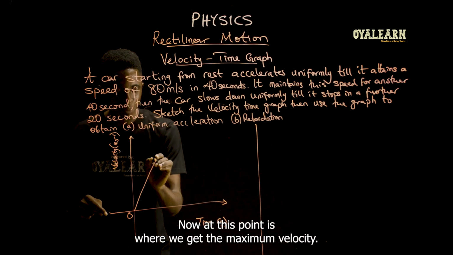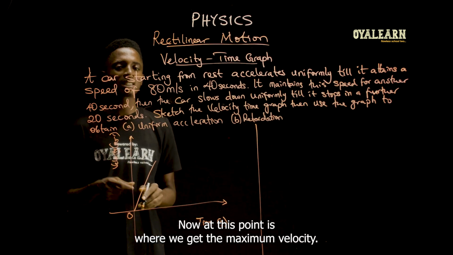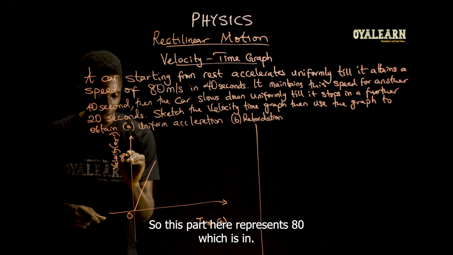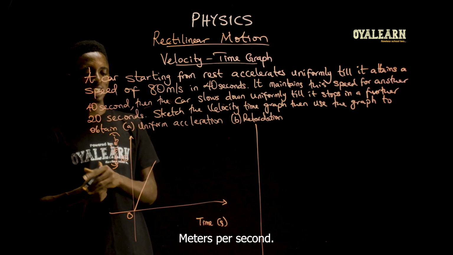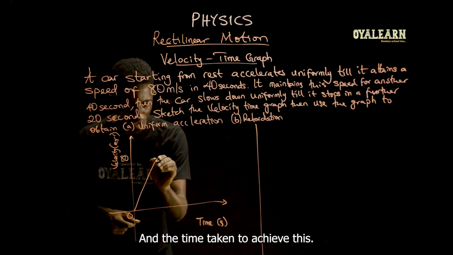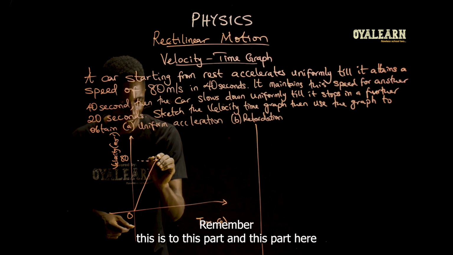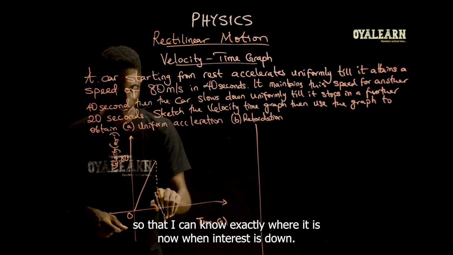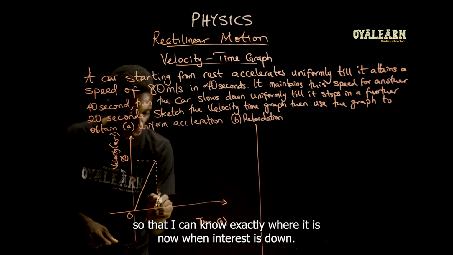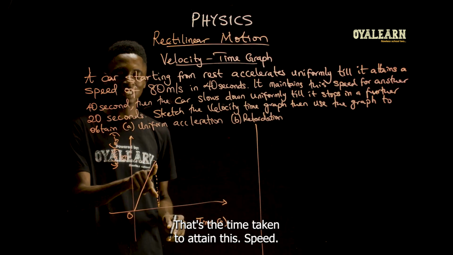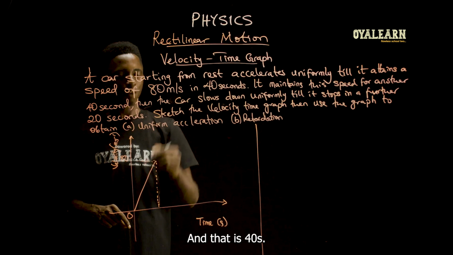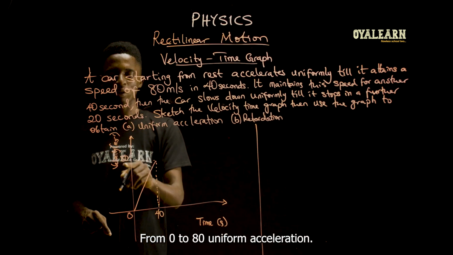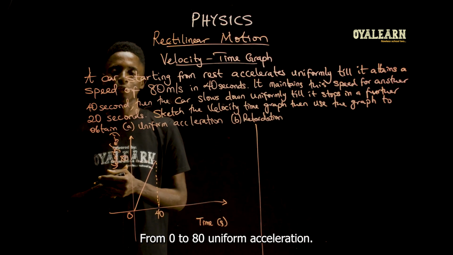Now at this point is where we get the maximum velocity that we are given, which is 80 meters per second. So this part here represents 80, which is in meters per second. And the time taken to achieve this, remember this is to this part and this part here. Now I'm using this dotted line so that I can know exactly where it is. Now when you trace this down, that's the time taken to attain this speed, and that is 40 seconds. So I'm going to put 40 here. So from 0 to 40, from 0 to 80, uniform acceleration.